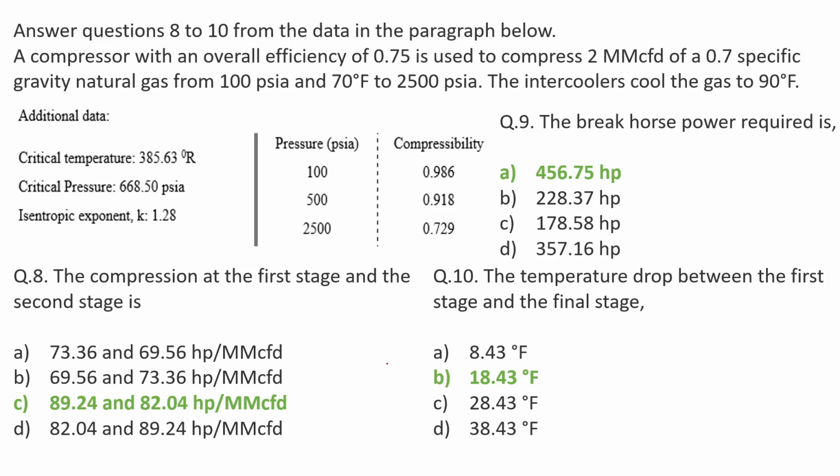So we found the answers for all the questions. First question was to find the compression at the first stage and the second stage, which we found as option C, 89.24 and 82.04 HP per mmCFD. Second question was to find the brake horsepower required. So that we found as option A, 456.75 HP. And finally they asked the temperature drop between the first and the final stage, which is option B, 18.43 degree Fahrenheit. So that will answer all the three questions.